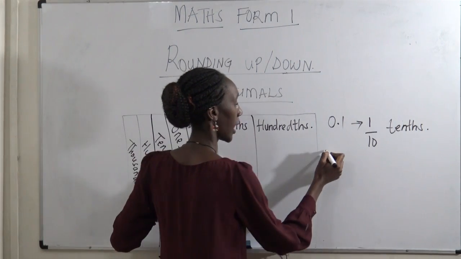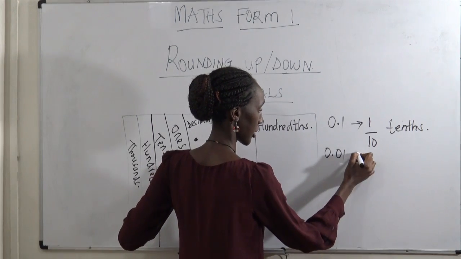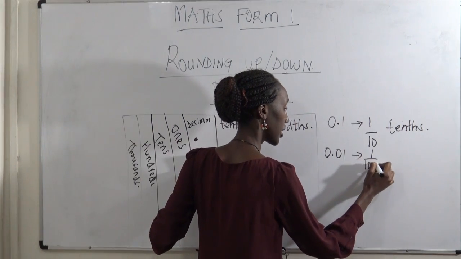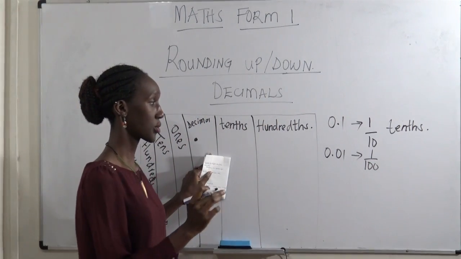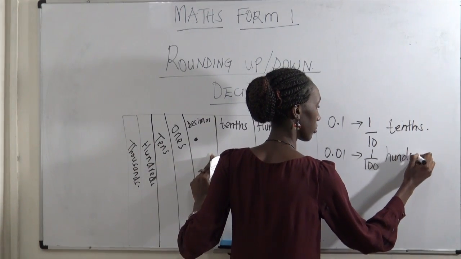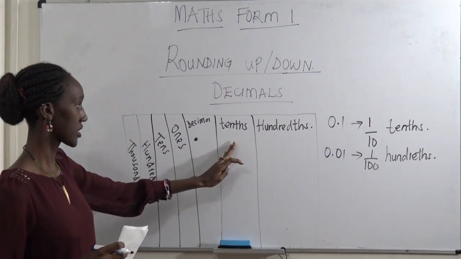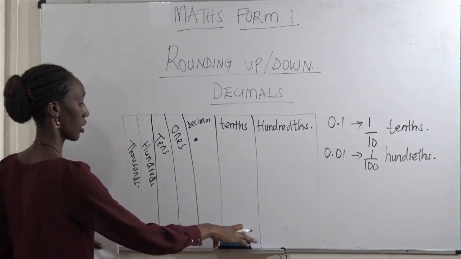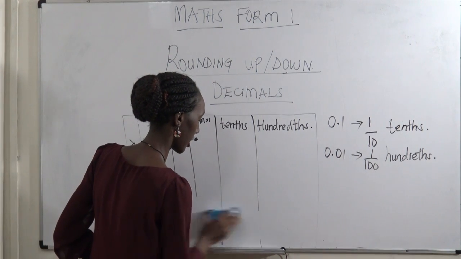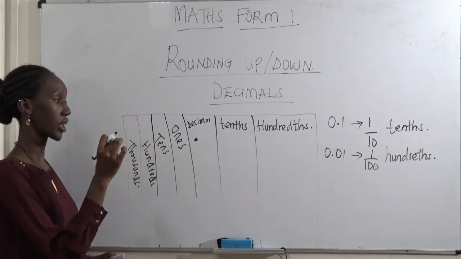If I have a number like 0.01, how do I write it as a fraction? As a fraction, I write it as 1 over 100. And 1 over 100, you can also say it is like hundredths. So 1 over 10 is the same as tenths. So if you are doing fractions, decimals, and you are told to round a certain number to the nearest tenths, you're going to know that the immediate number you're going to round is immediately after the decimal.